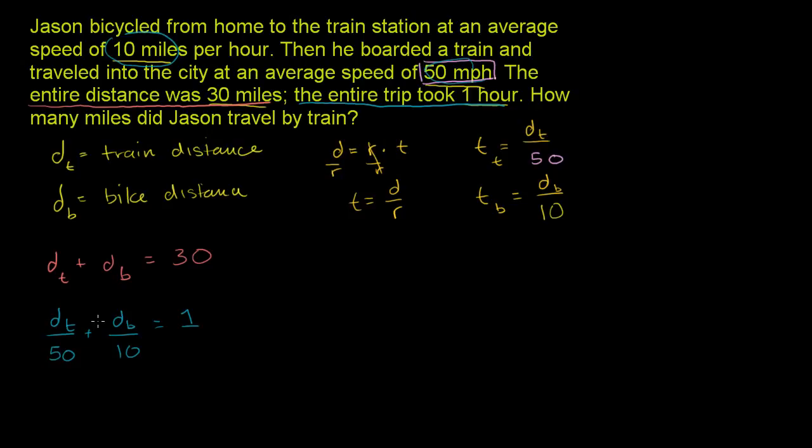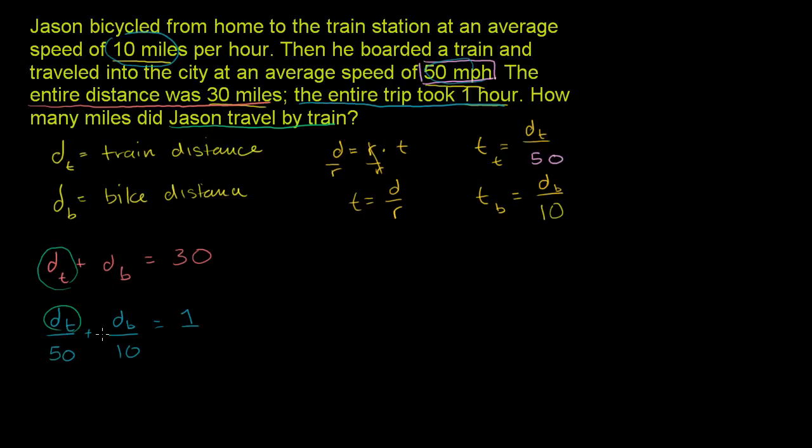Now we have two equations of two unknowns. And the whole purpose of this problem, they want to know how many miles did Jason travel by train. So we want to figure out that variable. The easiest way to do this is if we can just eliminate the distance by bicycle and then solve for the distance by train. Then we're done. We would have solved the problem.